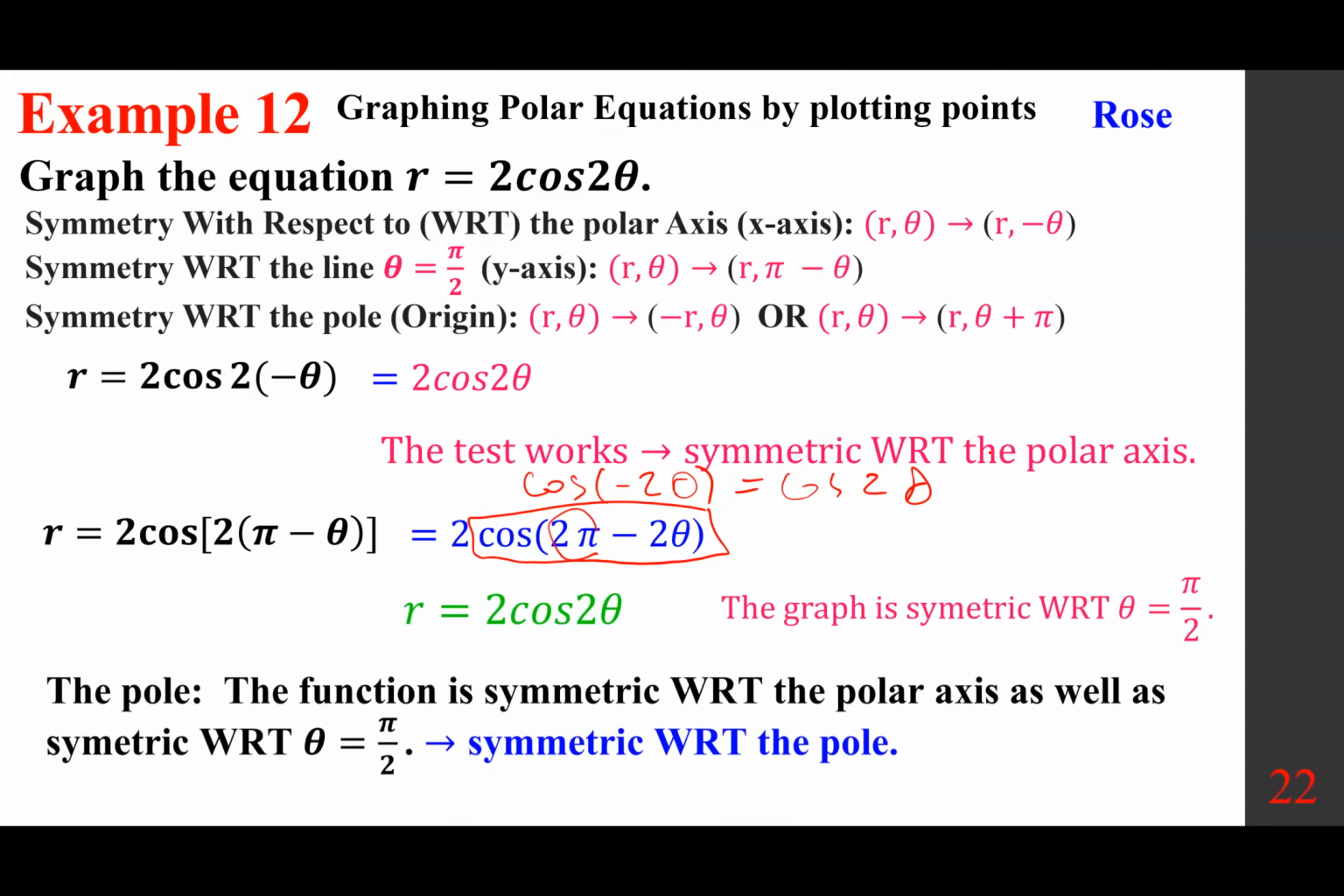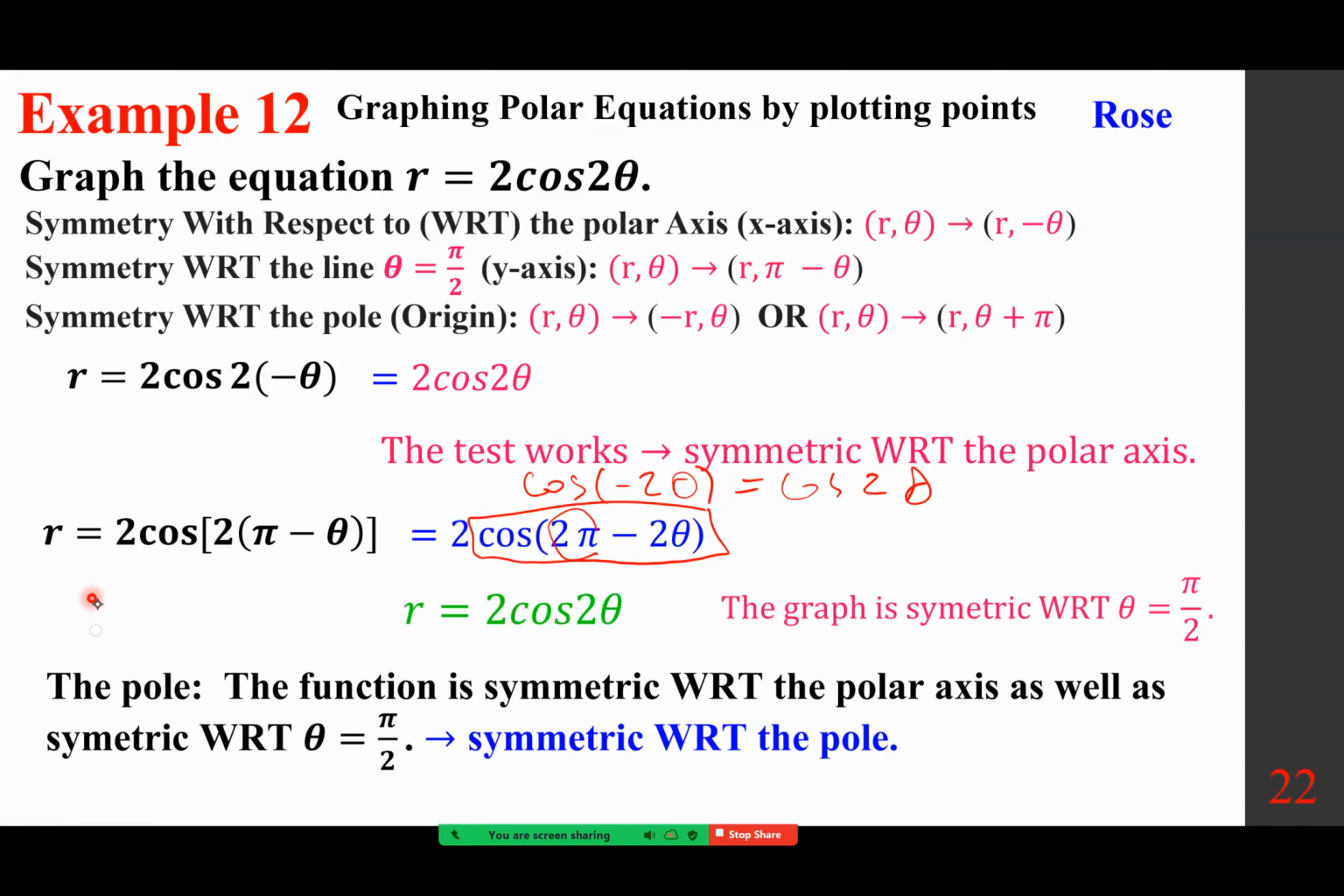And you don't have to check the next one. You can check it, or just remember, if it is symmetric with respect to both case number 1 and number 2, which means if it's symmetric with respect to the polar axis, like the x-axis, as well as theta equals pi over 2, in essence the y-axis, then it is symmetric with respect to the pole. You don't have to check it. But I highly recommend, if anybody has any doubts, you check that. You see that one of them will work. By the way, as long as one of these two work, it means symmetric with respect to the pole.